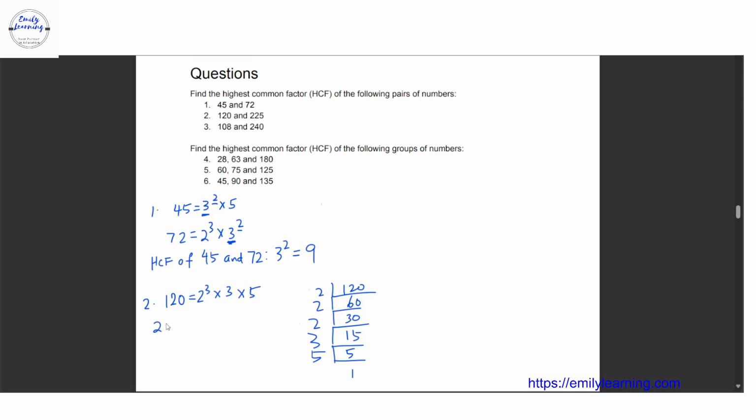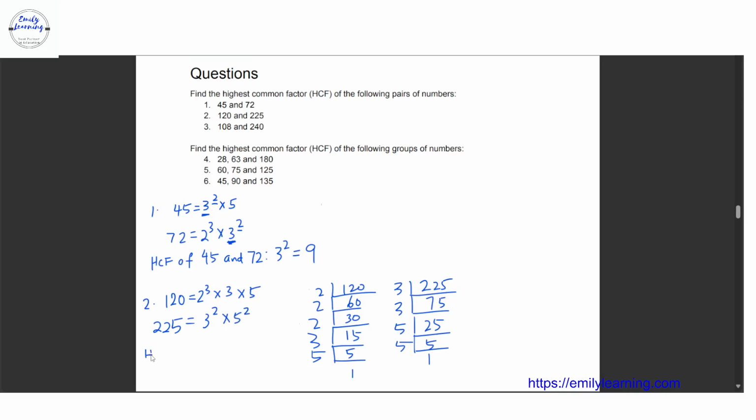Now I'll do the same for 225. 225 is an odd number, it ends with 5, so I know it's divisible by 5. But it's also divisible by 3. So let's start off with 3, since 3 is smaller than 5. I'll be left with 75, still divisible by 3. So I'll be left with 25. Now divide by 5, I get 5. Divide by 5 again, I get 1. So in other words, 225 is equal to 3 squared times 5 squared.